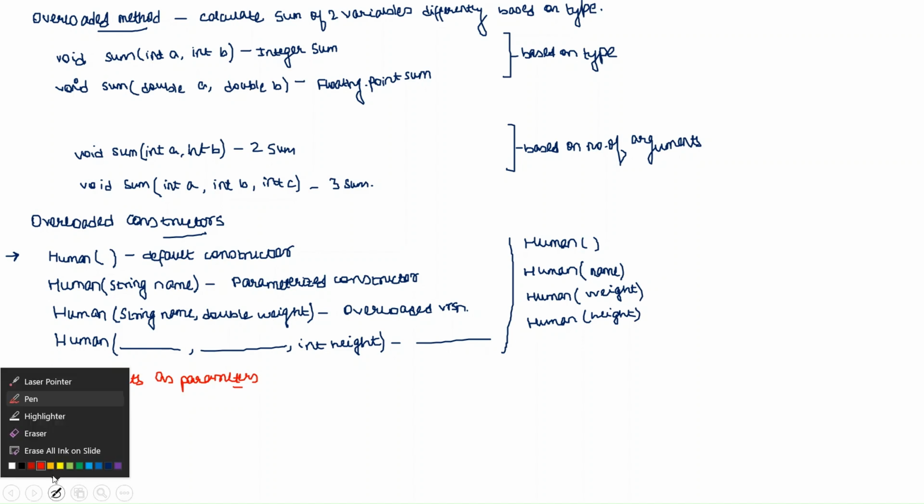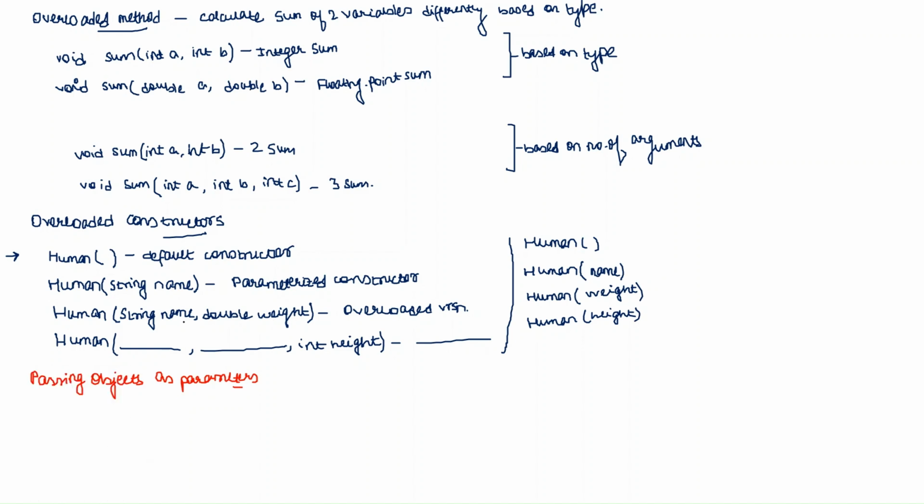Now, all this while, what we have been doing is playing around with the normal data types that we know about, the primitive data types. But we can also pass objects to methods. A really great example here would be passing the string object inside of a method.